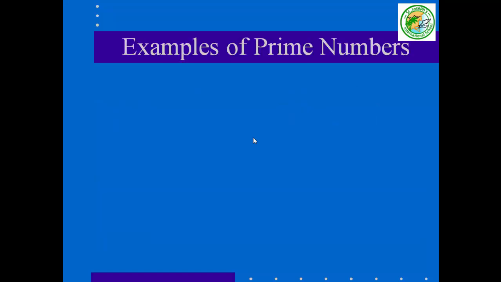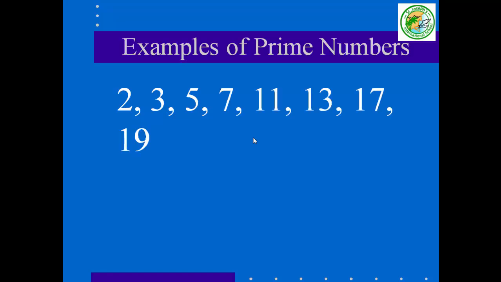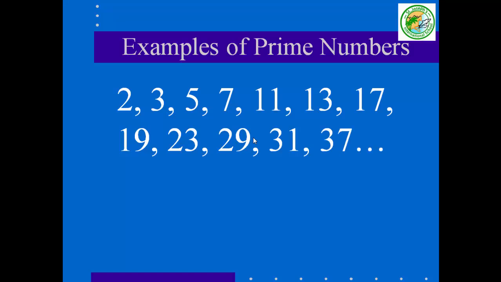Examples of prime numbers: 2, 3, 5, 7, 11, 13. All these numbers come from 1 times the number itself. 2 equals 1 times 2, only 1 times 2. 3, only 1 times 3. 19, for example, yes, 19 equals 1 times 19, only 1 times 19. So 19 has only 2 factors, so it is called a prime number.